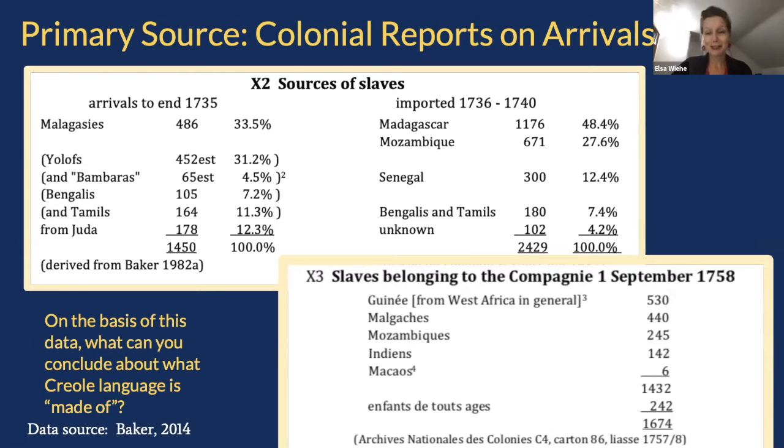So there might have been Wolof, Megan. Yes, absolutely. Here, Yolof is to be taken for Wolof. Modern day Mali and Senegal. Yeah, absolutely. What else would you expect the formative inputs? It's a kind of technical term to basically say, what influences Creole is made of?